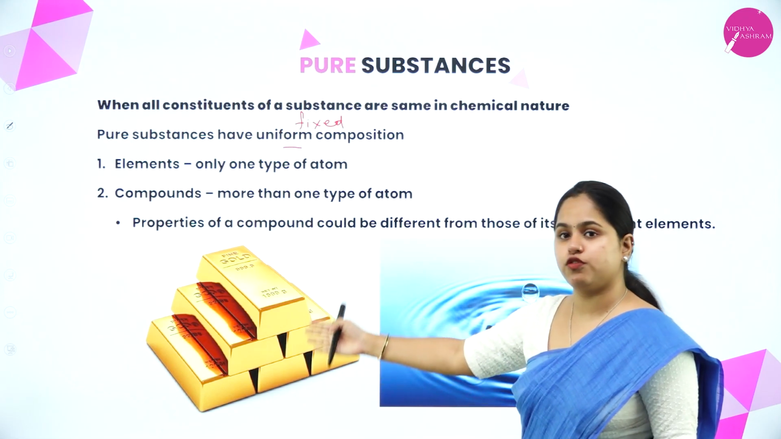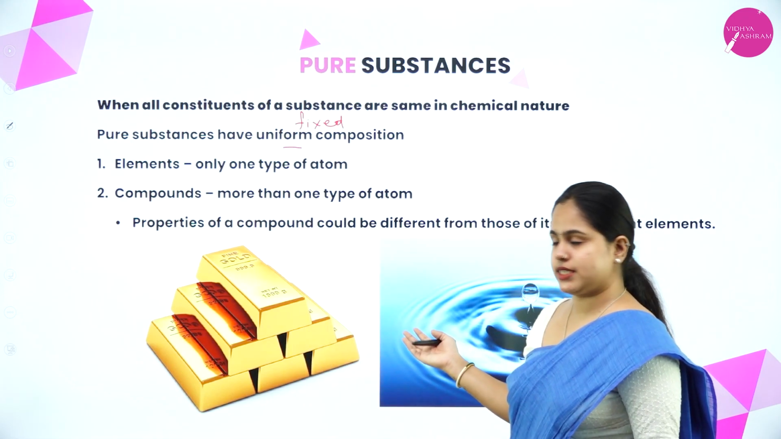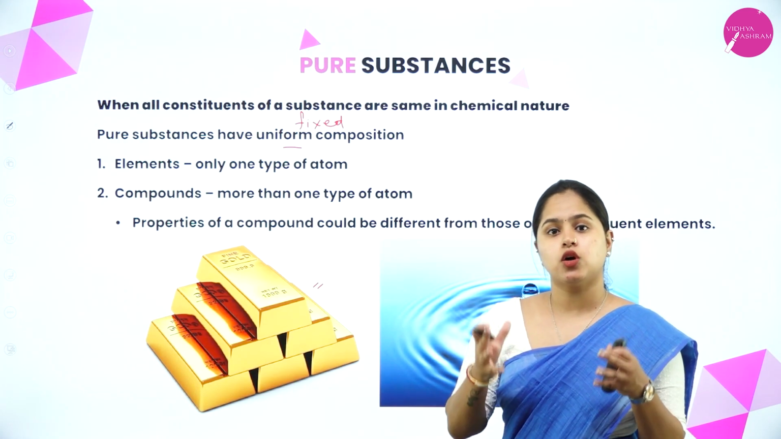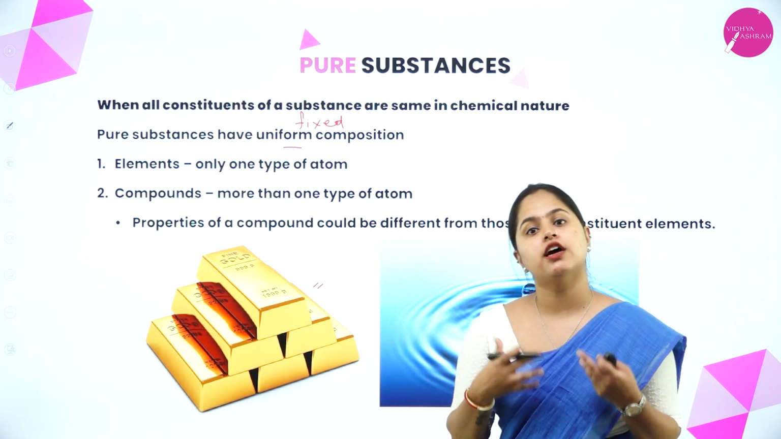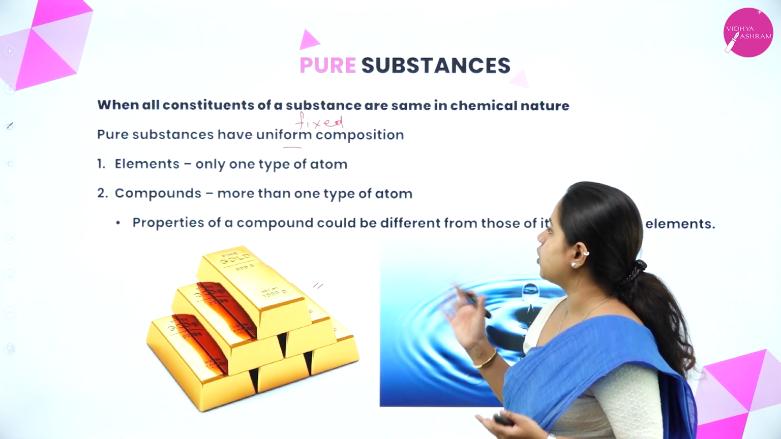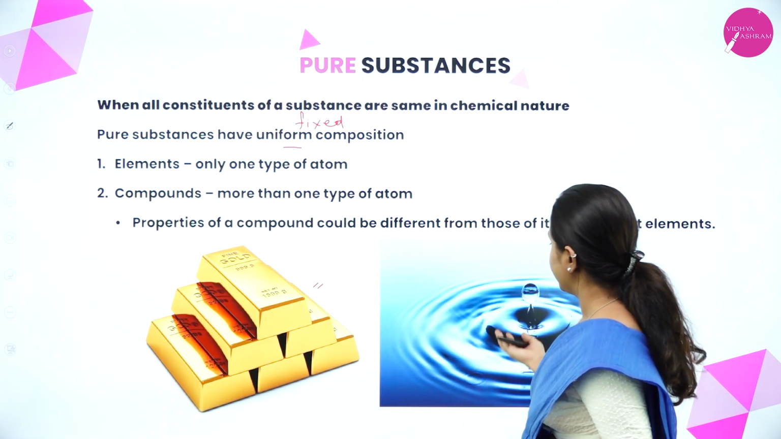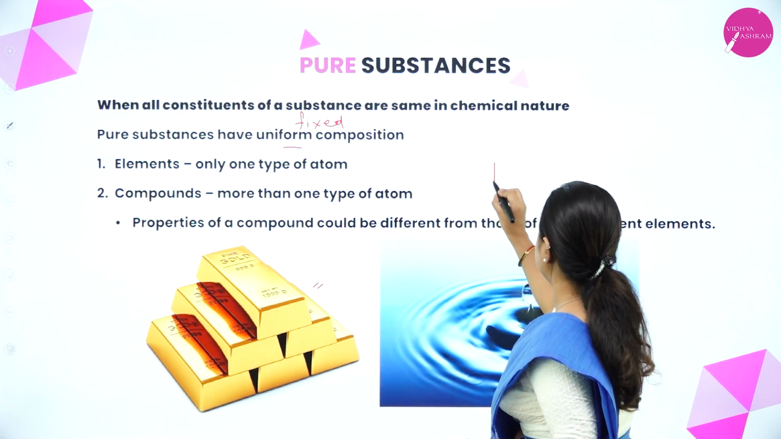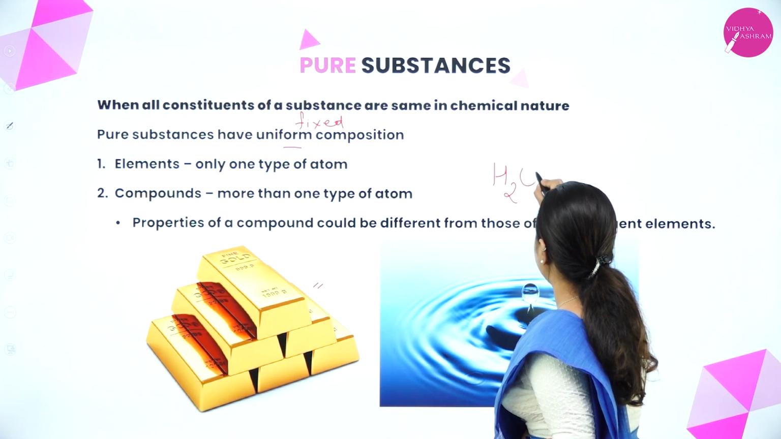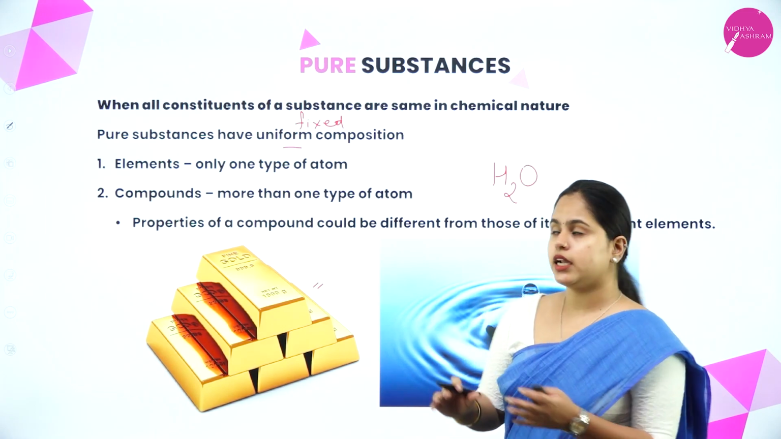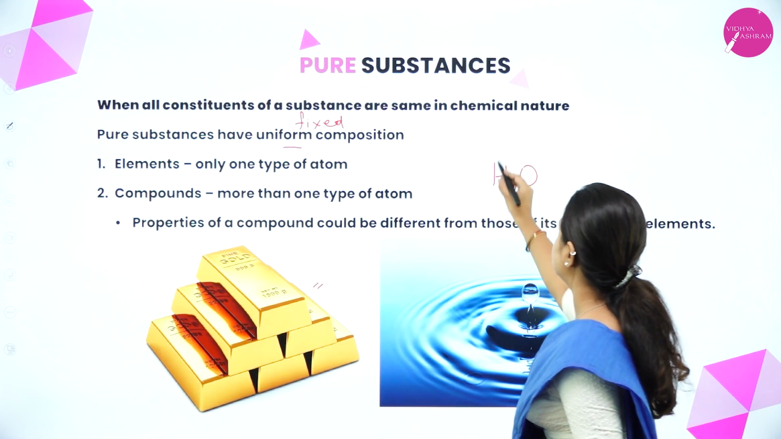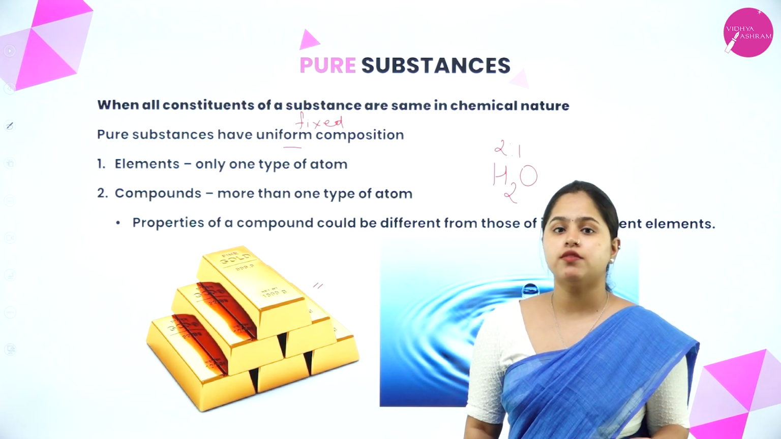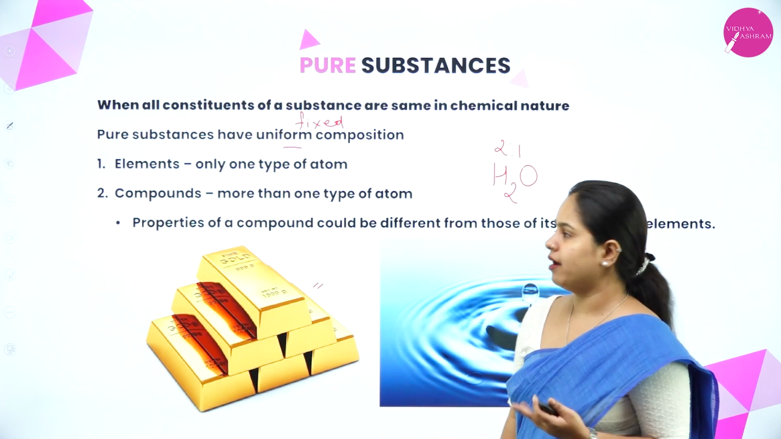Let's take the example of gold and water. In gold, only gold atoms will be present, in a fixed composition. In the case of water also, from wherever you take water, that is H2O, from any source you collect water, the ratio between hydrogen and oxygen, that is 2:1, will be fixed. So they are pure substances.